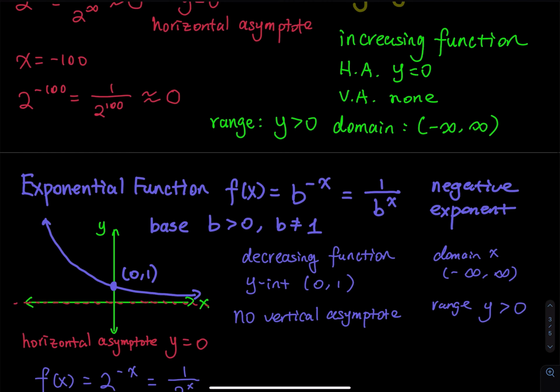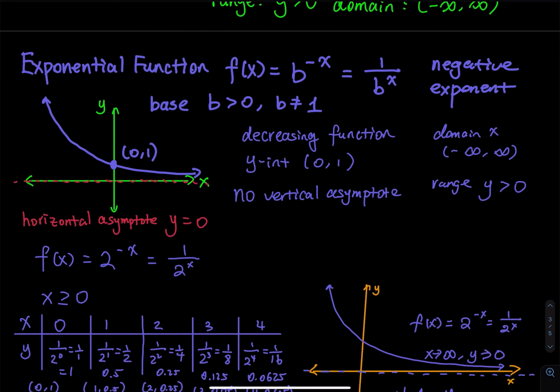All right, so to analyze this, we will be using a function y equals 2 raised to negative x. Looking at this graph, this is a decreasing function. We have one y-intercept, no vertical asymptote. X can be anything you want, and the domain is all real numbers. The range is y greater than 0, because the curve is above the x-axis.